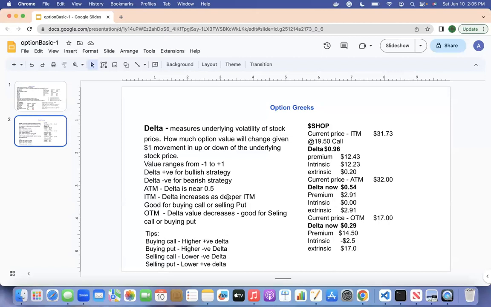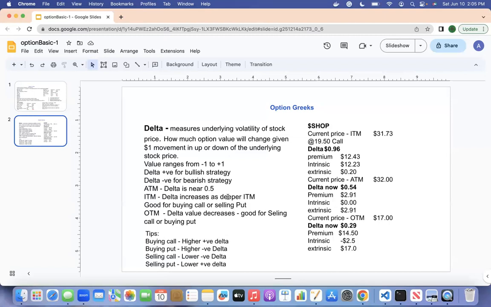Tips for buying call: higher positive delta is good. Buying put, higher negative delta is good. So the lower the value, meaning the higher negative value, is good. Selling call, lower negative value is good. So similarly, for selling put, lower positive value is good. The more it goes to less than 0.5, selling put is good. For selling put, that value is good.